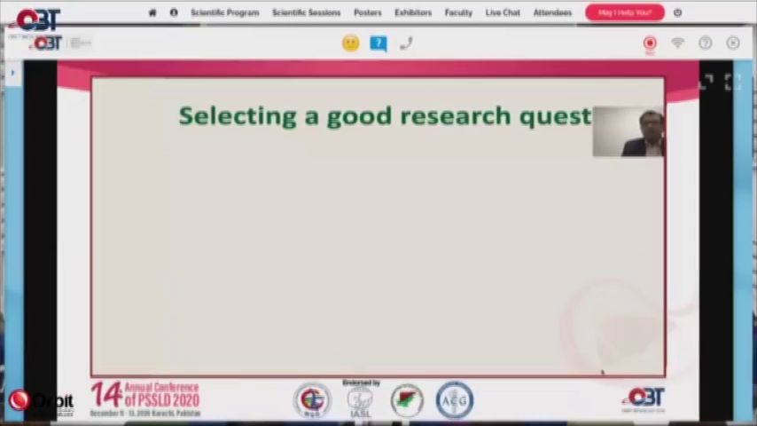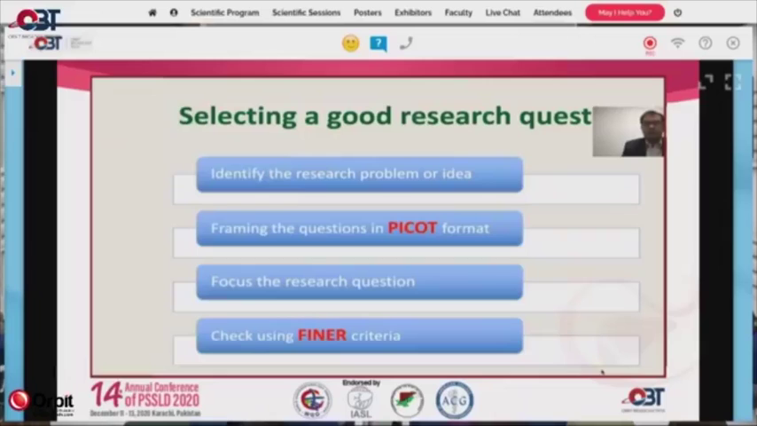So where do good research questions come from? What is the process of this? The process is, this is the framework which you should keep in mind: you identify the research problem or idea, frame the questions in the PCOT format, and I'll go over what that is, and then focus the research questions and check using the FINER criteria.